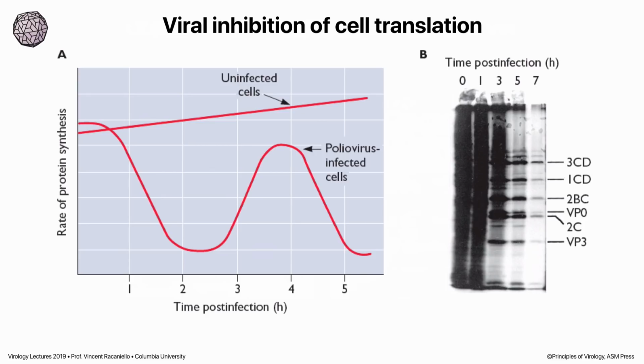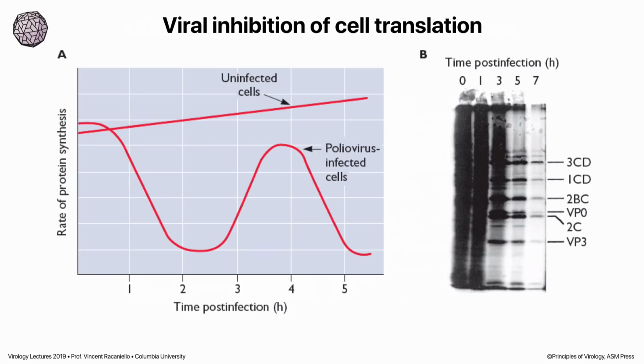And we're looking at time post-infection, 0, 1, 3, 5, and 7 hours. You can see lots of cellular proteins made at 0 and 1 hours. There are thousands of cellular proteins. And then look, at 3 hours, you start to see the cellular proteins go down and they're replaced by what are viral proteins. 5 hours, very little cellular proteins made. So that's the shutoff of host protein synthesis by virus infection.